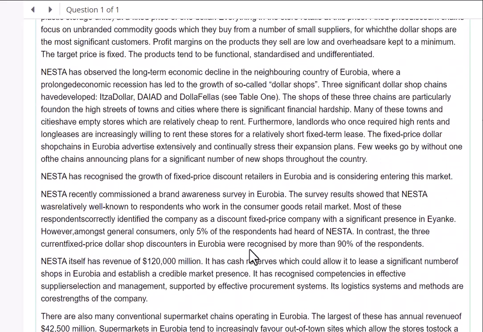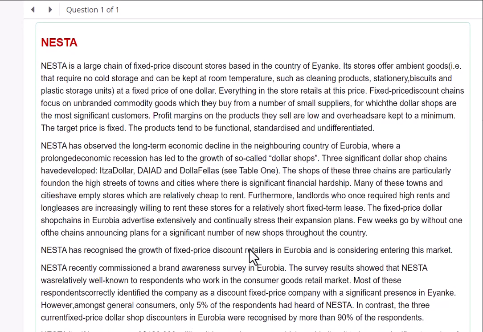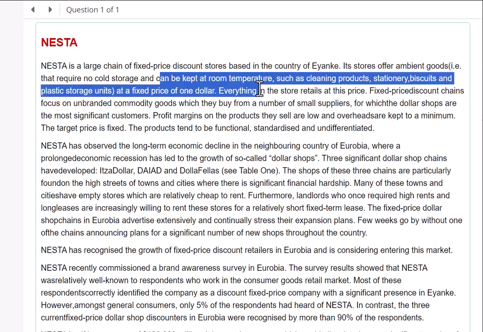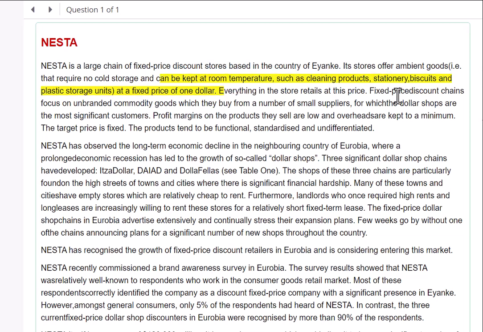Now let's start with the case study. Nesta is a large chain of fixed price discount stores based in the country of E. Its stores offer ambient goods that require no cold storage and can be kept at room temperature, such as cleaning products, stationery, biscuits, plastic storage units, at a fixed price of $1. Everything in the store retails at this price.